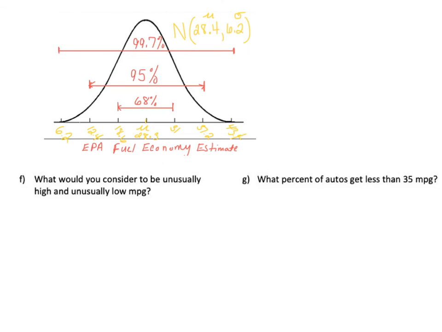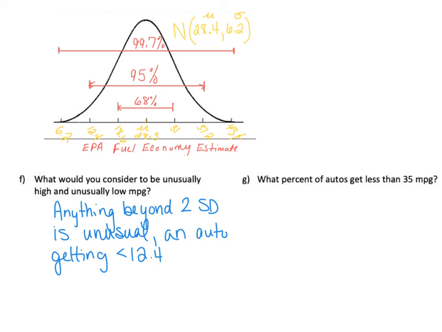Part F asks us, what would you consider to be unusually high and unusually low? Well, since anything beyond 2 standard deviations is unusual, an auto getting less than 12.4 miles per gallon, or on the upper tail, greater than 37.2 miles per gallon, is unusual.